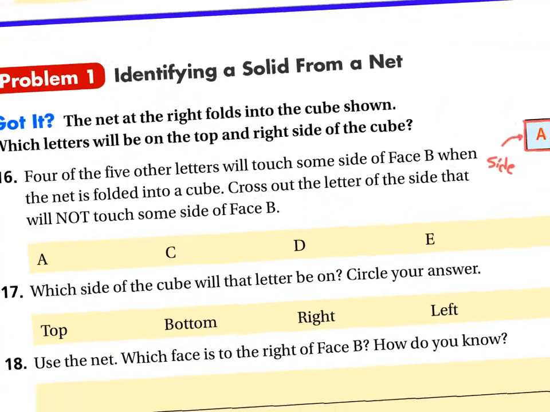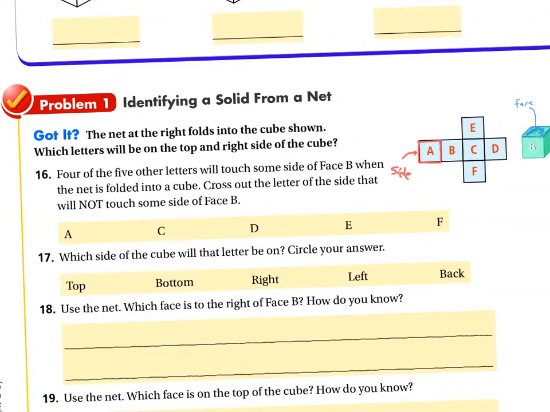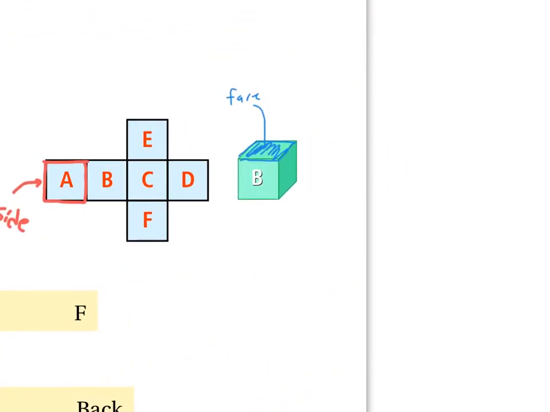Okay, so four of the five other letters will touch some side of face B when the net is folded into a cube. Cross out the letter of the side that will not touch. So if we look at this, notice when something doesn't touch, there's a couple different explanations for it, but one of them is that the two faces are going to be parallel, so they're not going to touch.